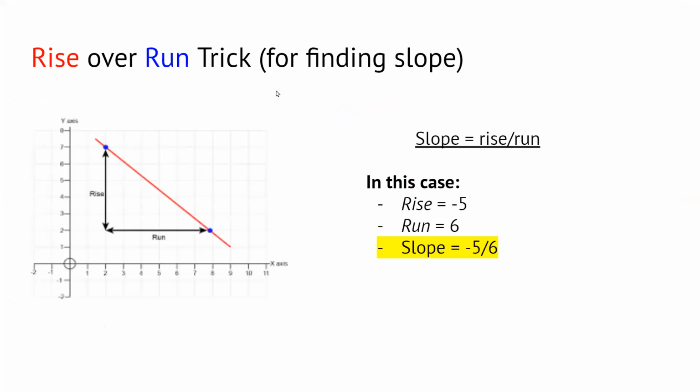And then also, just to review the rise over run trick again for finding slope. So you have this line, the rise is how many it goes up. So here that is 5, but since the line is going down, it's -5. And then the run is how much it goes left and right, which is 6. So the slope would be -5/6.